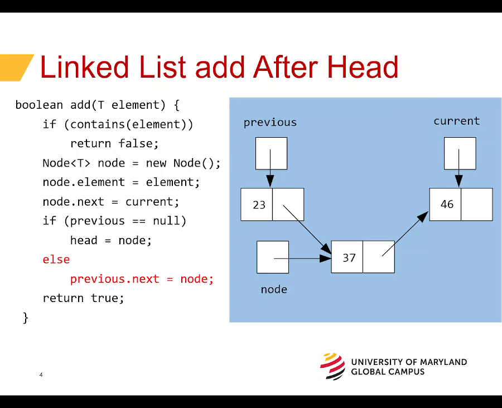This assignment makes clear why it is important that the contains method leave behind a pointer to the previous node. If it only saved the current node, there would be no way to go back because this list is singly linked. Finally, true is returned to indicate success.